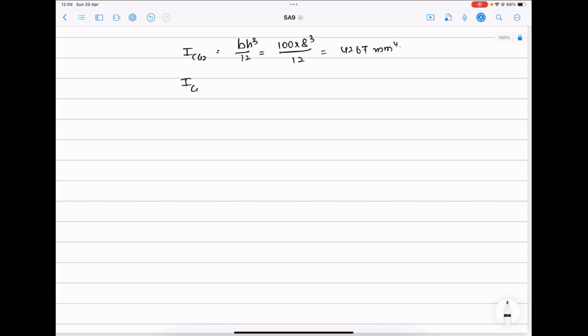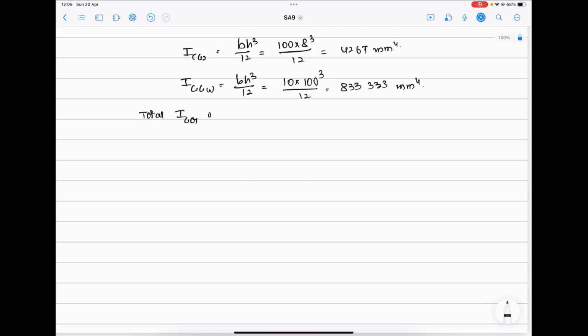Now what about ICG web? For the web, the height is 100 and the breadth is 10 mm. BH cube by 12, B is 10, height is 100 cube divided by 12. What is that value? 833,333 mm to the power of 4.